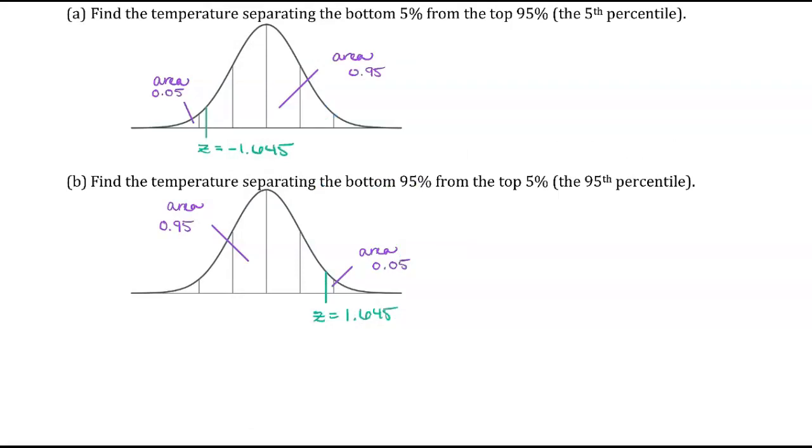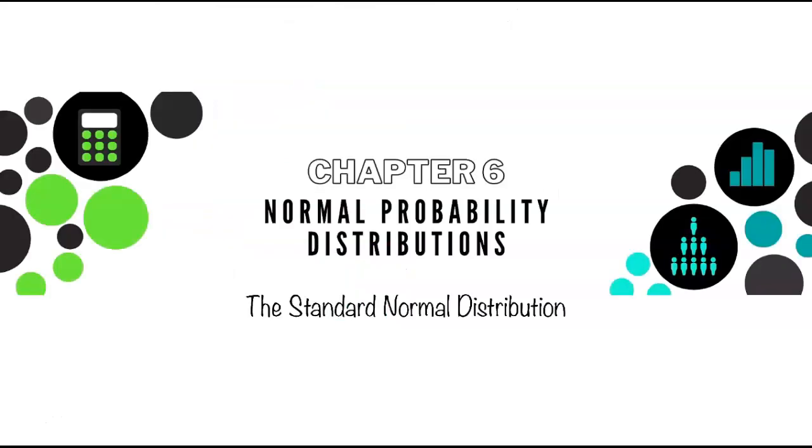Now we know how to go from area to z-score and z-score to area. The most important idea of this lecture video is the idea of that correspondence between area and probability. That concludes this lecture video on the standard normal distribution.